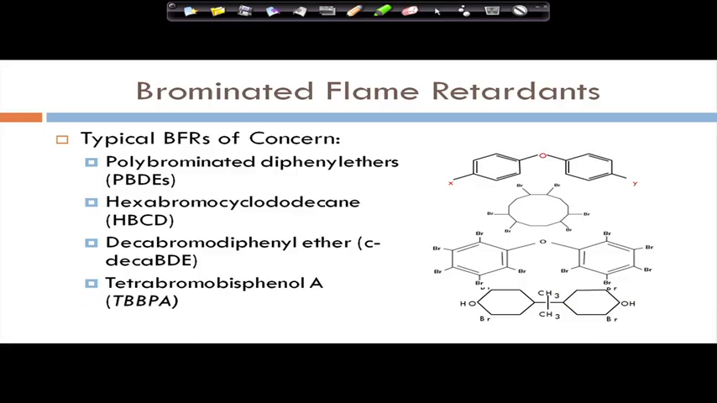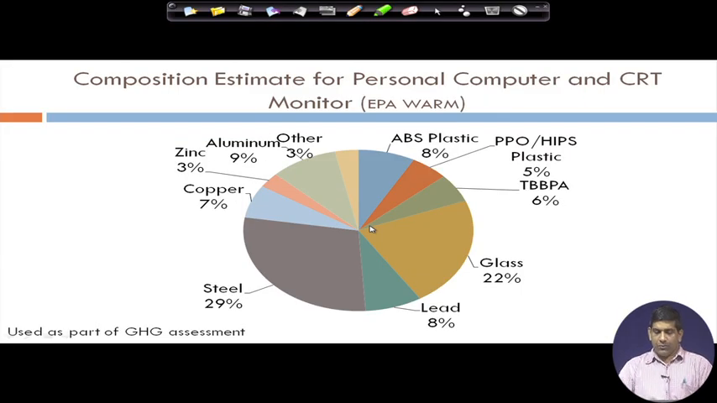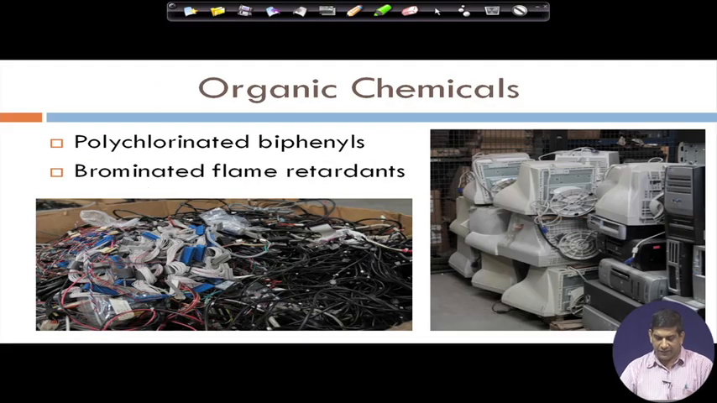Typical BFRs of concern are PBDEs, which is polybrominated diphenyl ether, then you have hexabromocyclododecane, then you have decaBDE, then you have tetrabromobisphenol A, so TBBPA. So there are different types of BFR, brominated flame retardants, which are used in the electronic industry. So we need to find out what the environmental impact and the human health impact from these are, so that we can manage them in a proper way. So that's in terms of the different elements present there.